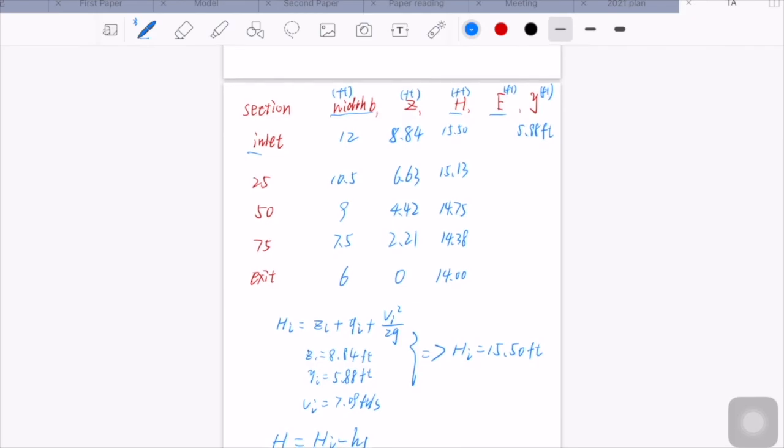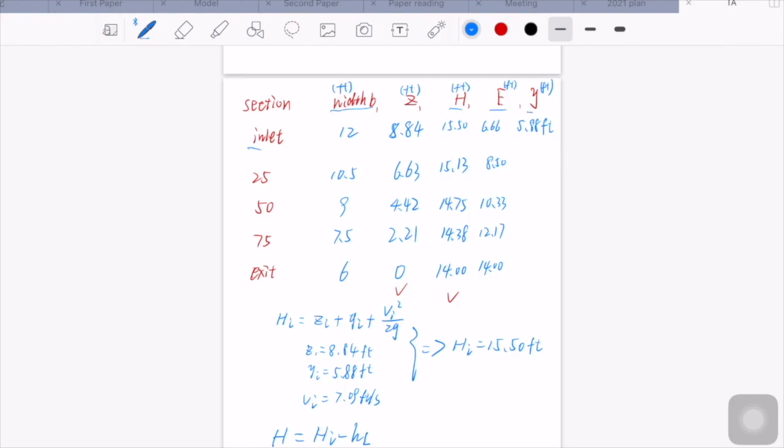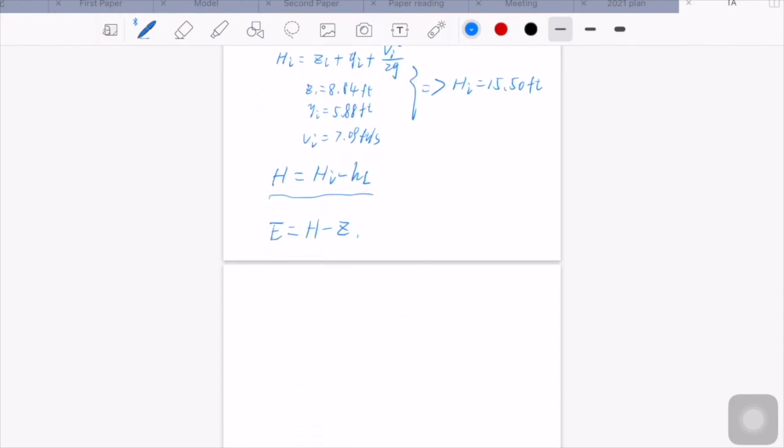For the specific energy column, since we know E equals H minus Z, the value equals this column minus this column. So the values for E for the other sections are 6.66 feet, 8.5 feet, 10.33 feet, 12.17 feet, 14 feet.